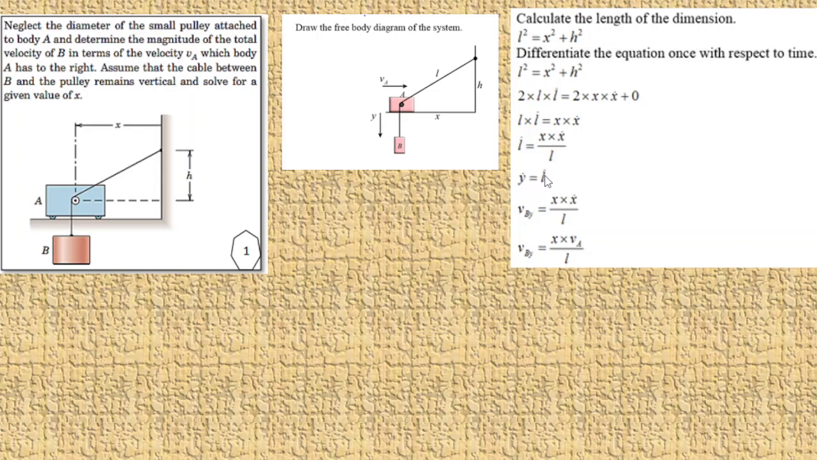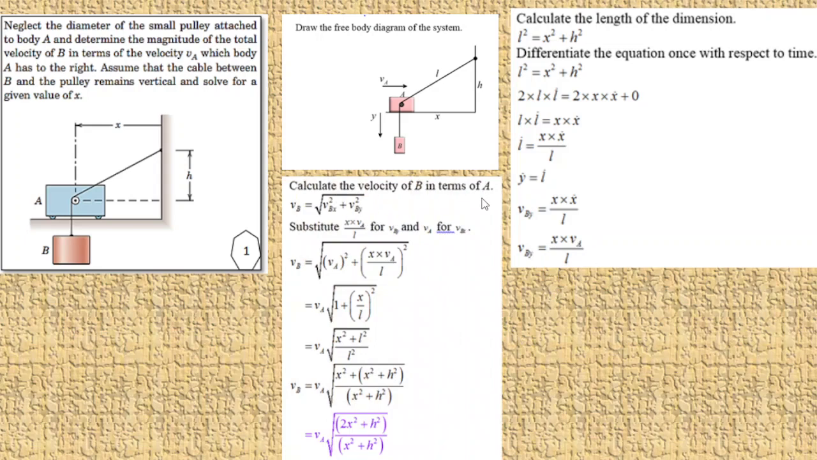Which means Y-dot, the velocity of B in the Y direction, equals X times X-dot over L, and this X-dot is simply the velocity of A, so you can get the velocity of B in the Y direction in terms of the velocity of A like this.